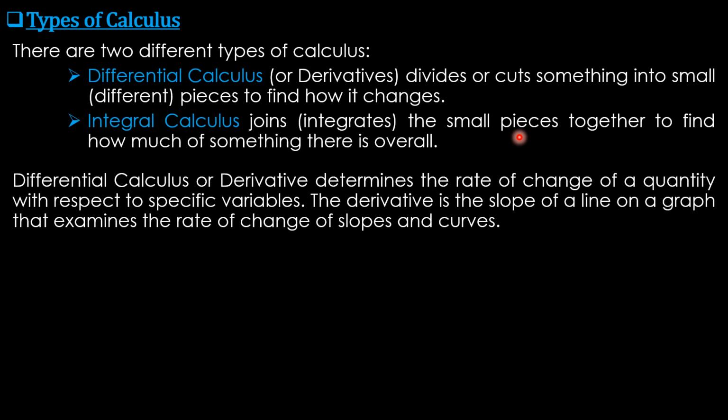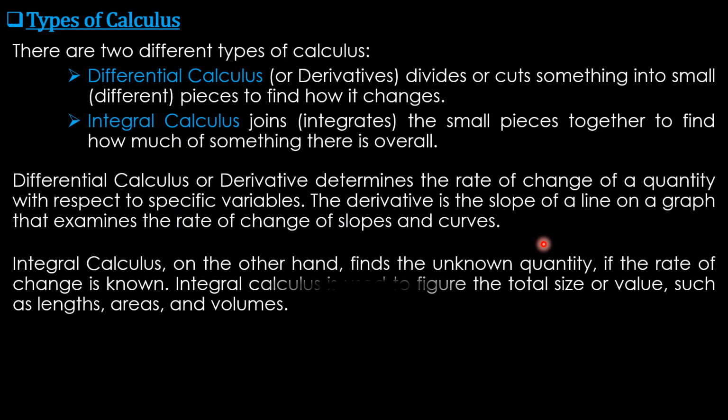Now differential calculus or derivative determines the rate of change of a quantity with respect to specific variables. The derivative is the slope of a line on a graph that examines the rate of change of slopes and curves. We will explain more when we have another video on differential calculus only, or a certain section of differential calculus. This part will be clear at that time.